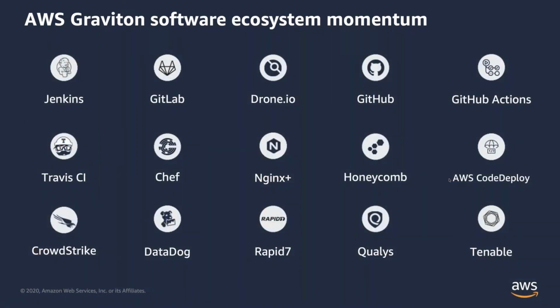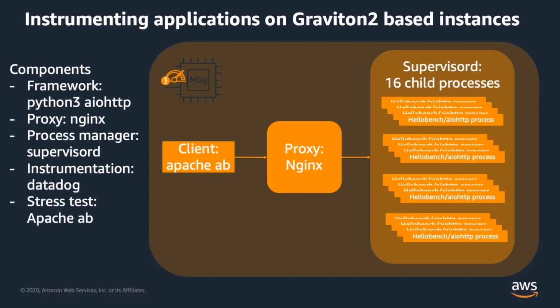And we have lots of partners who have adopted the Graviton2 based instances, such as Jenkins, GitLab, and Drone.io, as far as the CI/CD partners are concerned. We also have people like CrowdStrike, who has ported its security scanner, Datadog, which has ported its agent to Graviton2, and many others. So let's now have a look at a small demo.